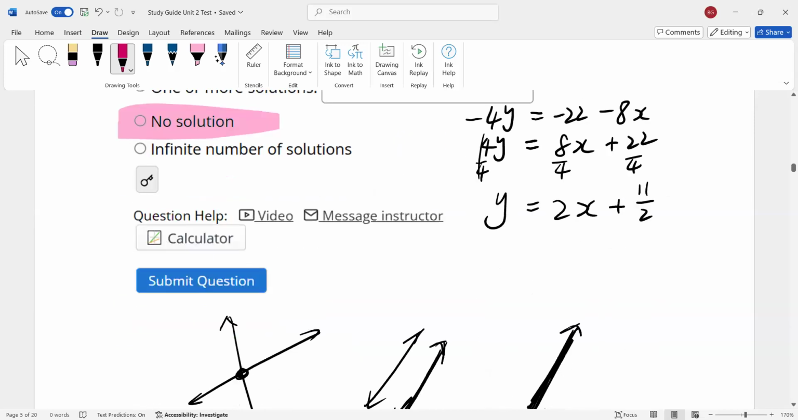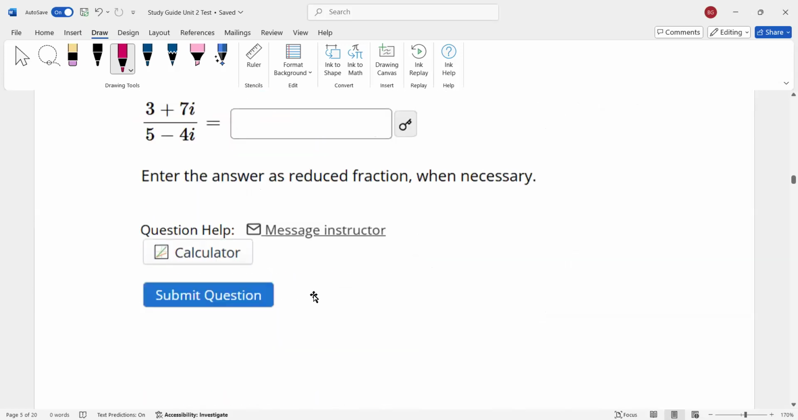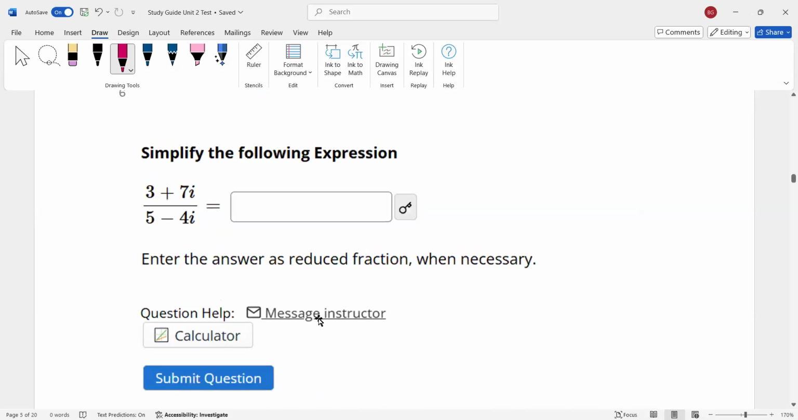We have 2 minutes. Let's see what's the next problem. Division. Can we leave this problem for next time? Division of a complex number.